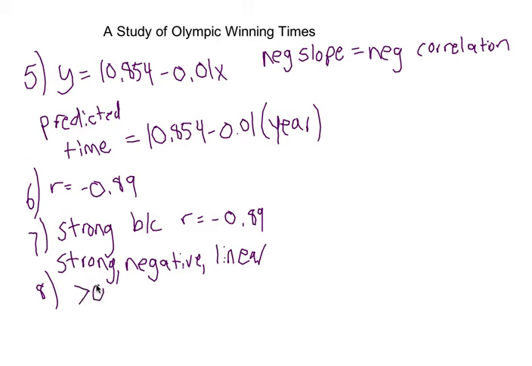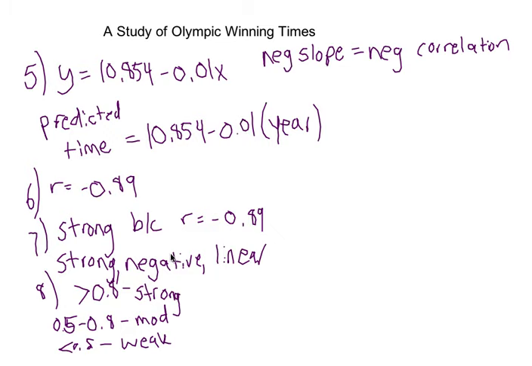If it's greater than 0.8, it's strong. Of course, negative 0.8 is the same thing. If it's 0.5 to 0.8, that's going to be moderate. And if it's less than 0.5, my handwriting's terrible, y'all know that, then it's weak.